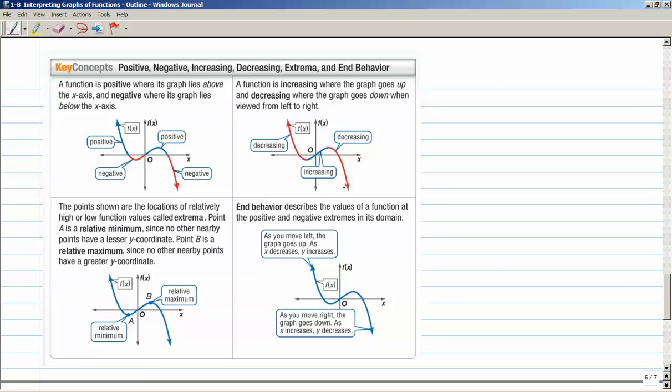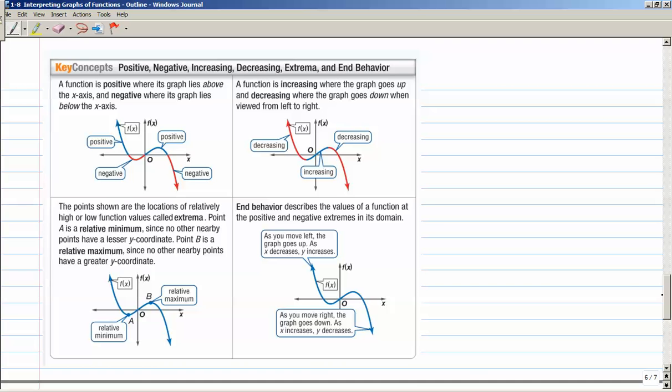Remember, your extrema are your relative high or low points. Right here at point A, we would have a relative minimum because that's a lower point. And right here at point B, we'd have a relative maximum, because that's a relative high point. And then end behavior is basically what's going on at the arrows here. So as my x is getting smaller, my f of x, or my y, is getting bigger. And as I go in this direction, as my x is getting bigger, my y, or my f of x, is getting smaller.